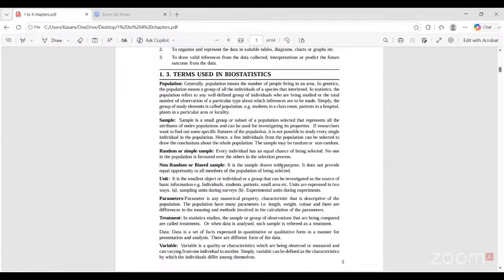See here, a sample is a small group or subset in a statistical part. The population is selected to represent all the attributes. The entire population can be used for investigating properties. Researchers want to find some specific features of the population.